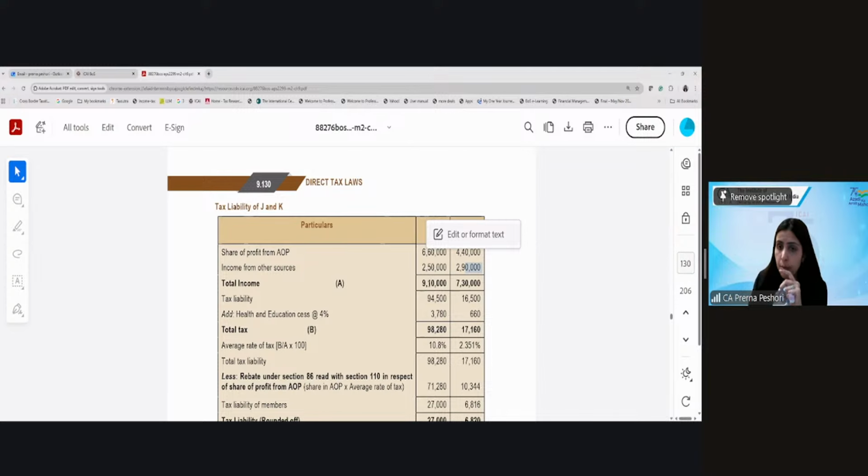So, what will be the tax liability? He has gone for the old regime. He has gone for the 115BAC. So, this is what the tax liability comes to, right?